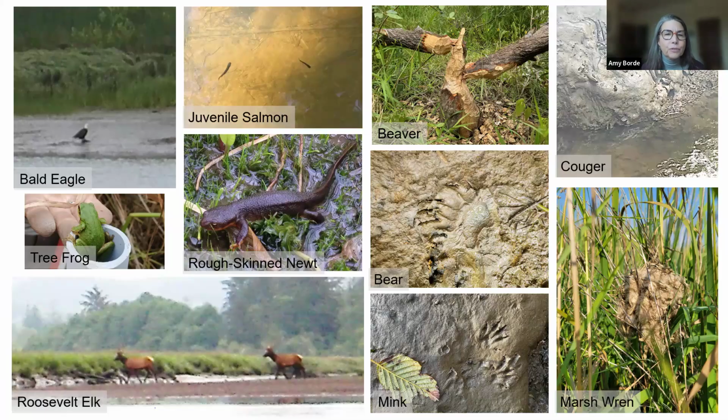So we see a whole host of species, or we see signs of them. The upper right is the cougar tracks that I very alarmingly came across right as the tide was going out. I knew it was very fresh because the tide had covered that area very recently. We see beaver signs all the time. We see juvenile salmon, a whole host of species.